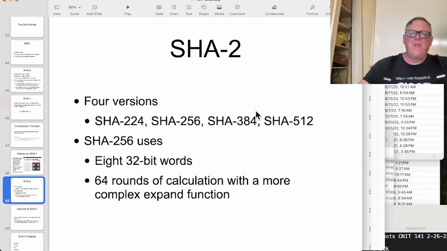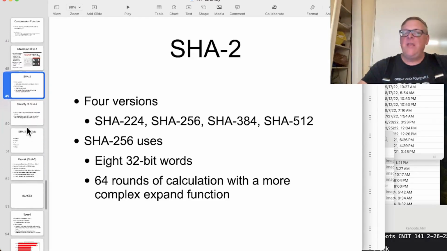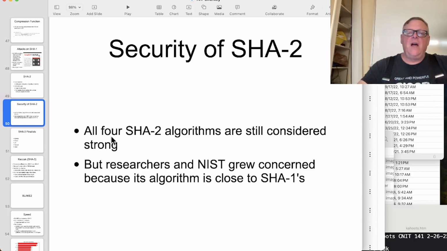So SHA-2 came out specifically to be the upgrade to get away from SHA-1. It came in various sizes, the most common being 256. And this uses 8 32-bit words and 64 rounds of calculation with a more complicated expand function, but the same general structure as SHA-1. So SHA-2, as far as anybody knows, it's very strong.